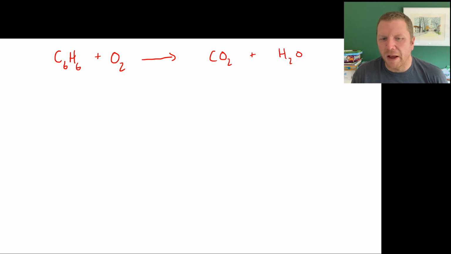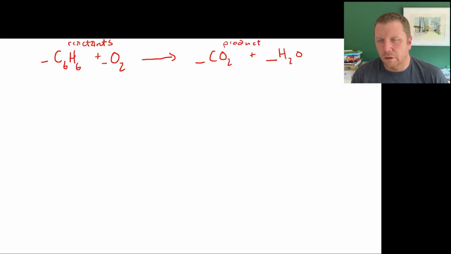Now, the way that we're going to balance this is the way that you can balance any chemical reaction. What I'm doing is I'm putting a line below the space in front of my reactants and my products. On the left-hand side, I have my reactants. And on the right-hand side, I have my products.